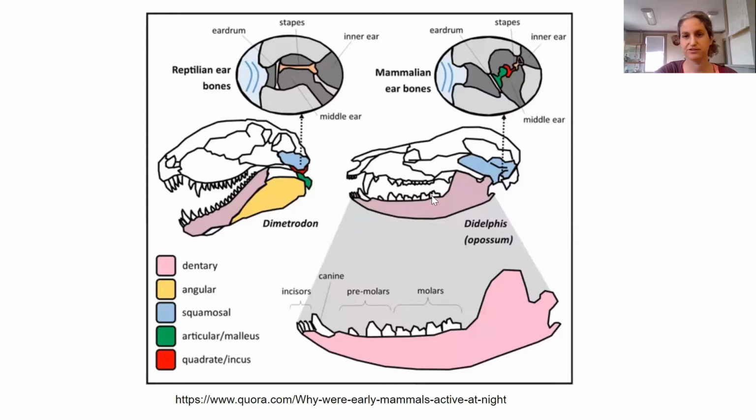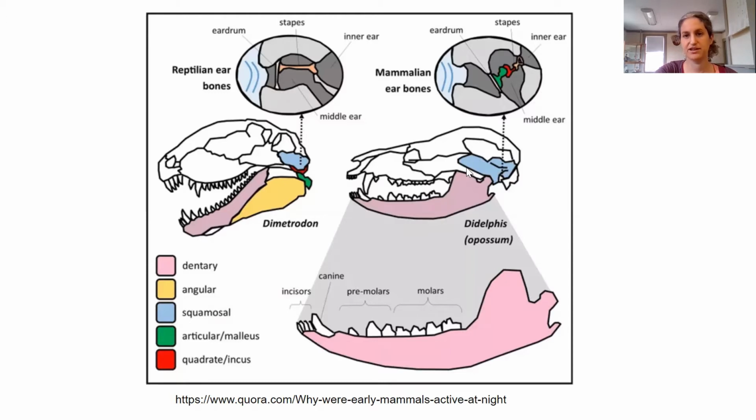And as I showed you, this is Didelphis, our opossum, same skull I just showed you. This purple is the dentary bone, and on the reptiles, the dentary bone is smaller, and behind it we have the angular, the surangular, and then the articular. And the red here is the quadrate, and then the blue is the squamosal. And the squamosal, you can see, has been retained in the mammals as part of the upper jaw.